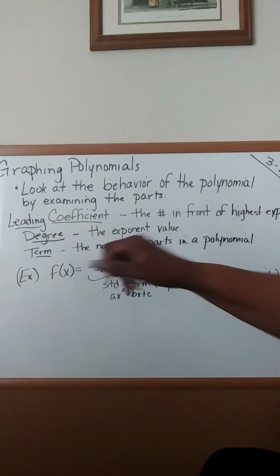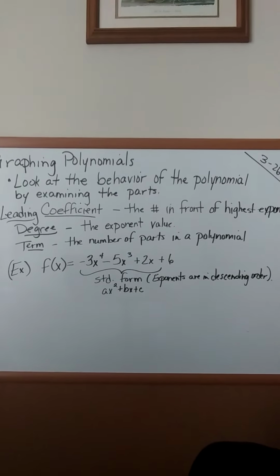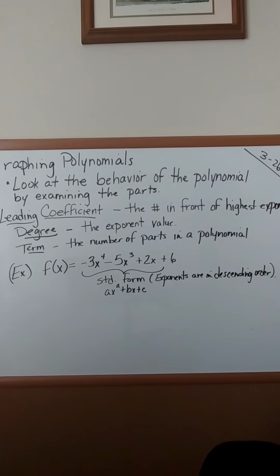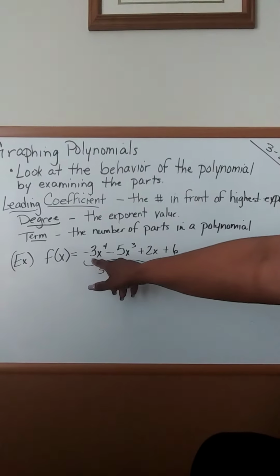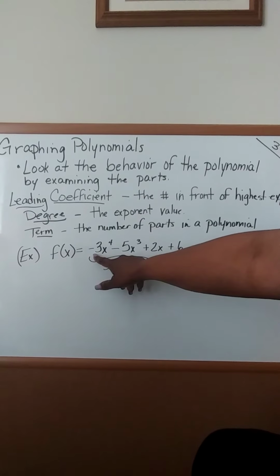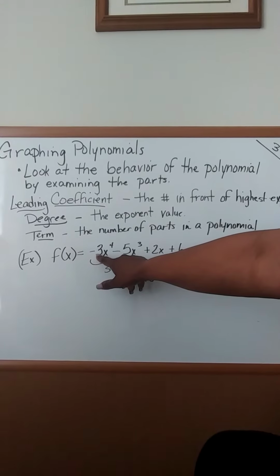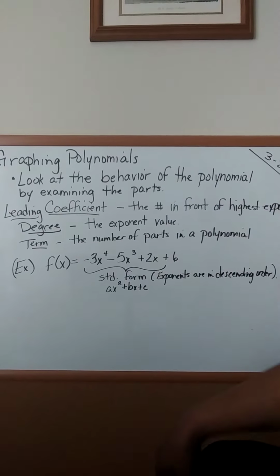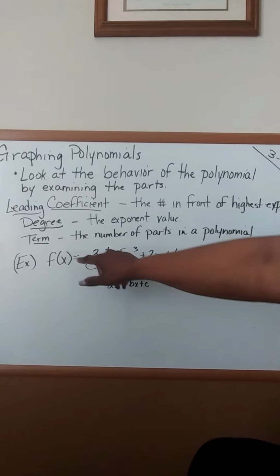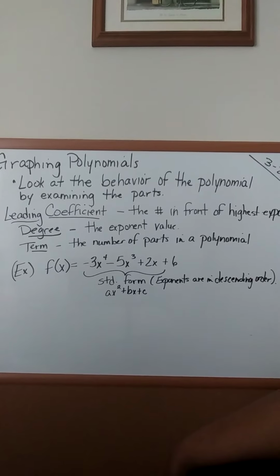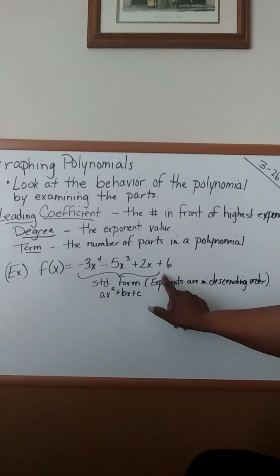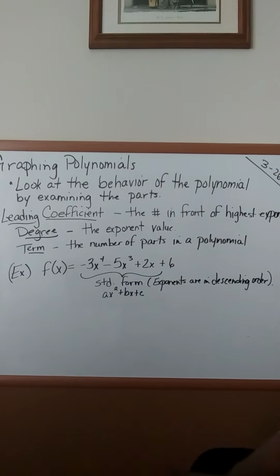Write down your key vocabulary, first being the leading coefficient. Your leading coefficient is going to be the number in front of the highest exponent value. So in this case, if we're looking at this polynomial, -3 is going to be our leading coefficient. Okay, the negative part matters. We'll talk about that in a minute. Then degree goes to our exponent. This goes up to the 4th degree. The term refers to the number of parts in our polynomial. So in this case, we have 1, 2, 3, 4 parts in our polynomial.